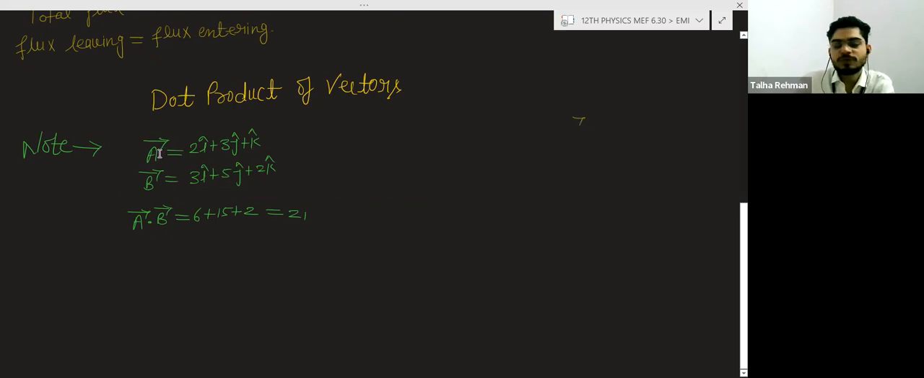Suppose A vector is 2i cap plus 3j cap plus k cap, and B vector is 3i cap plus 5j cap plus 2k cap. When you calculate the dot product, you write A dot B and multiply only the coefficient of i cap with i cap, j cap with j cap, and k cap with k cap. So 2 into 3 is 6, plus 3 into 5 is 15, plus 1 into 2 is 2, equal to 21. In electrostatics we have done this, just for your revision.